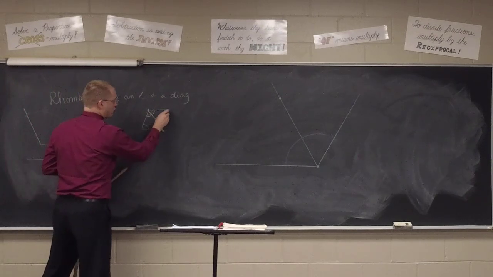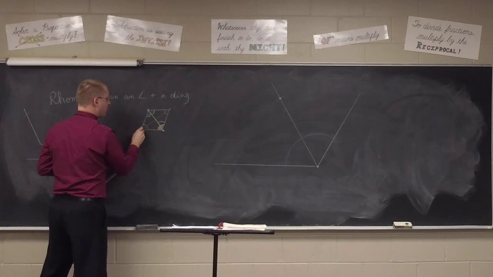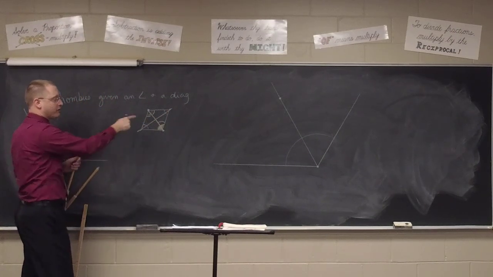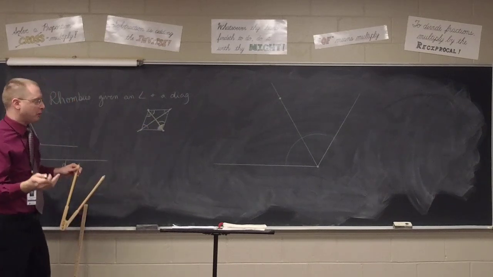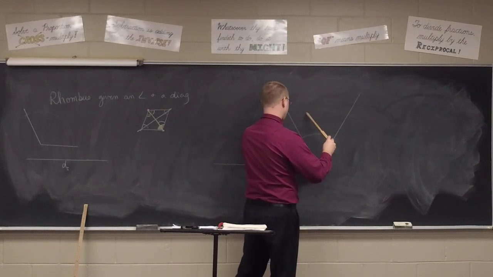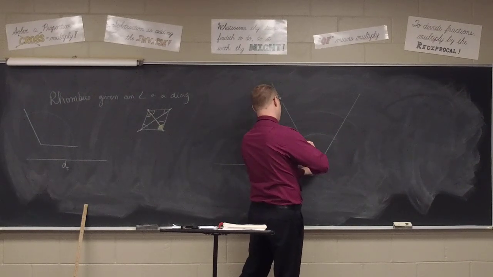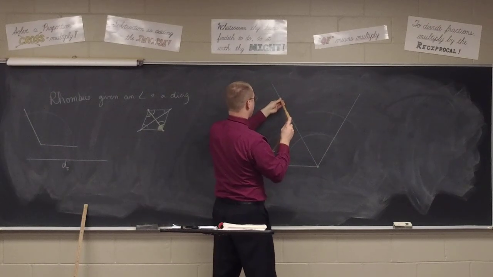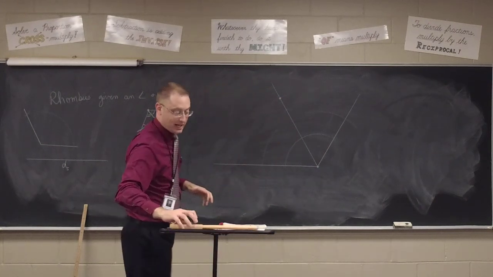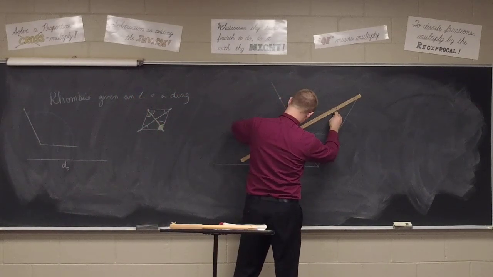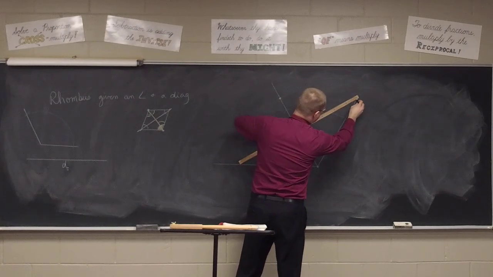But I like this approach. I know that these two points will lie on the perpendicular bisector of this diagonal, right? Because the diagonals are perpendicular bisectors. So what I think the easiest way to do this would be is to simply construct the perpendicular bisector of the diagonal that I just marked off. And when I do, my straight edge is just barely long enough.